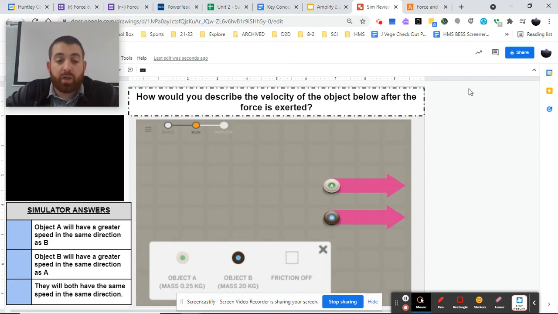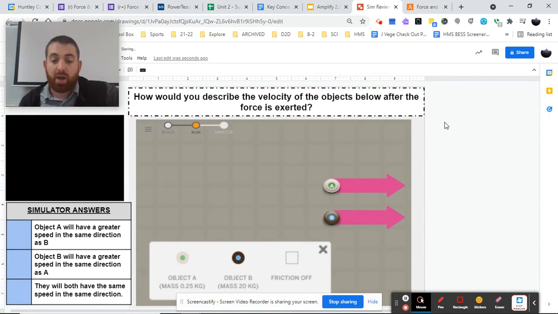Hey everybody, Mr. Regan here, and we're looking at our next review question that's going to require us to think about our key concepts and vocab and apply them to answer a question about object A and B that we're seeing here in our simulator. The question we're looking to answer is how would you describe the velocity of the objects below after the force is exerted? And when we look at this, we have to identify a few things.